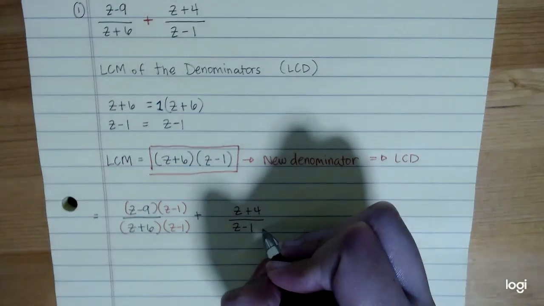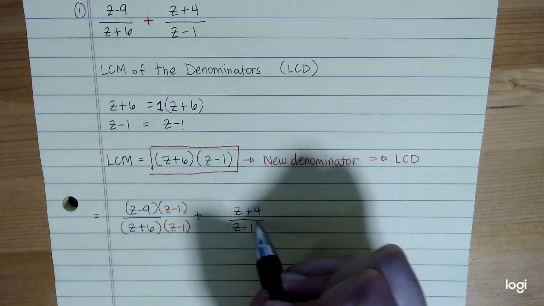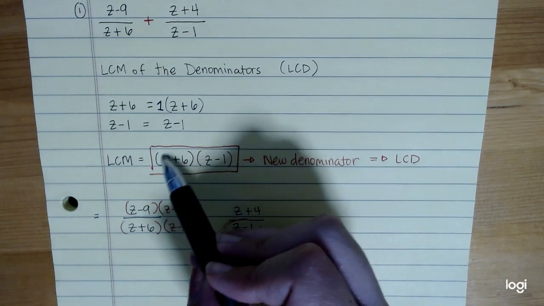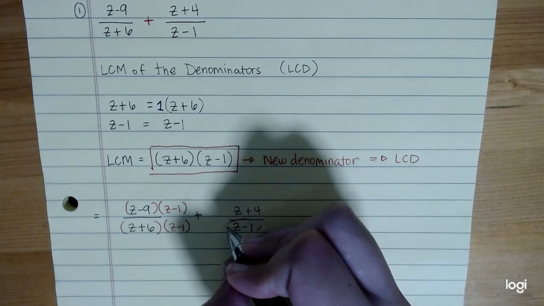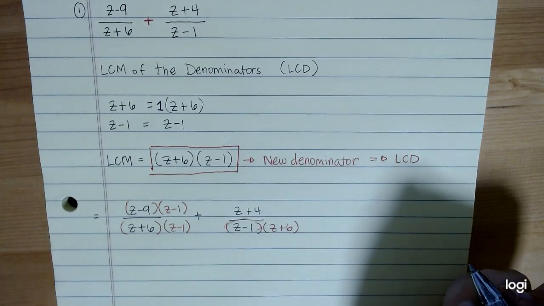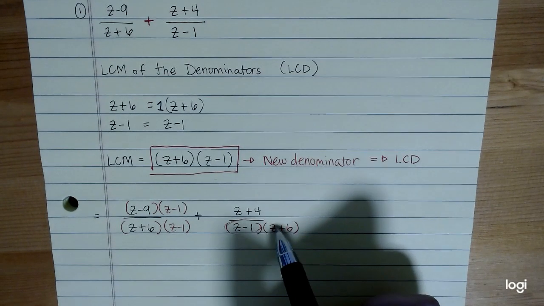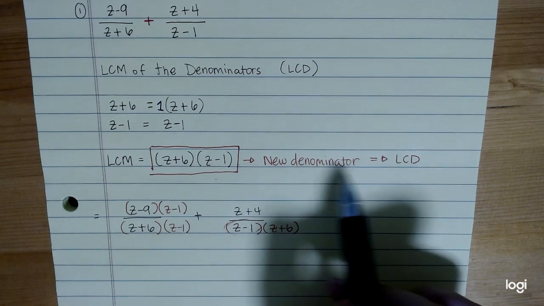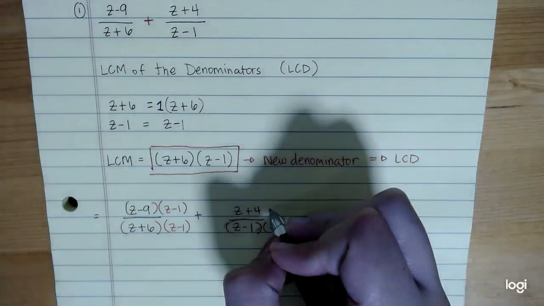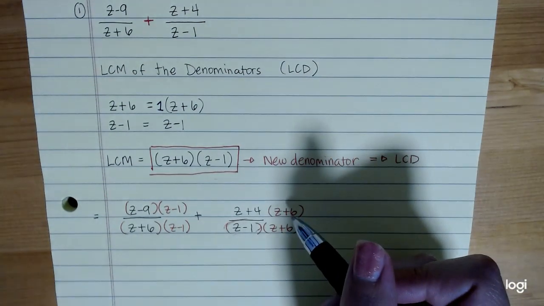So now I'll go over here. I've got a factor of z minus 1 in this denominator, so check. But what's missing is that z plus 6. So I'm going to multiply by that missing z plus 6 factor to make it match that LCD. And again, I multiplied with it on the bottom, so I'm also going to have to multiply with it on the top as well. We're creating that convenient 1.